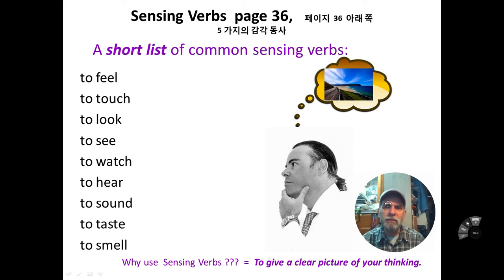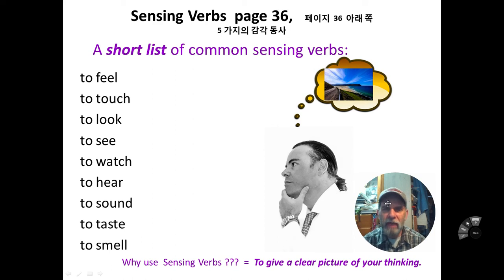Sensing verbs. Okay, page 36. Sensing verb, what is it in Korean? Hopefully that's right. I'm not good at Korean, so don't trust me. Okay, here's a short list. What is a short list? A short list is, okay, again.